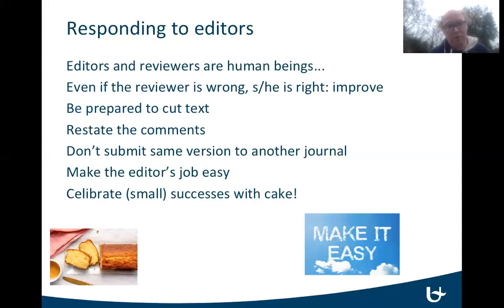When you respond to the editor, it's good advice to restate the comments. That's why I think working with the table is interesting, because then the editor sees the comments and sees also how you have dealt with it.